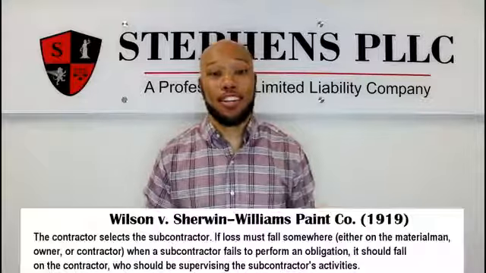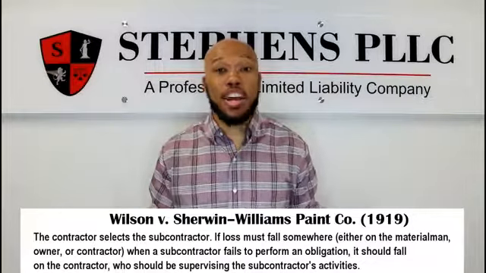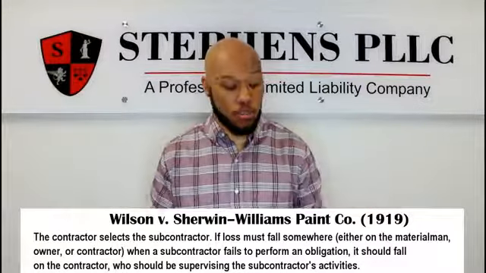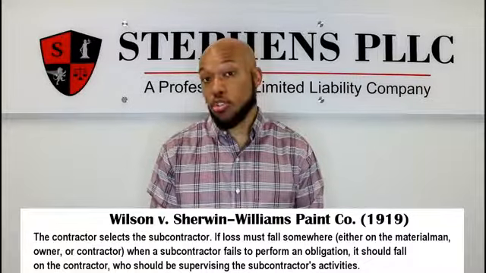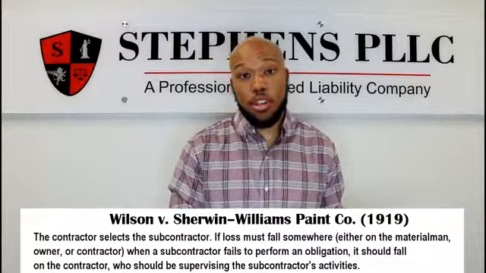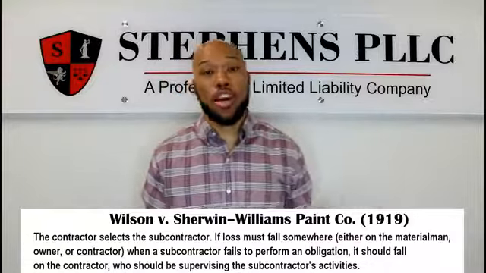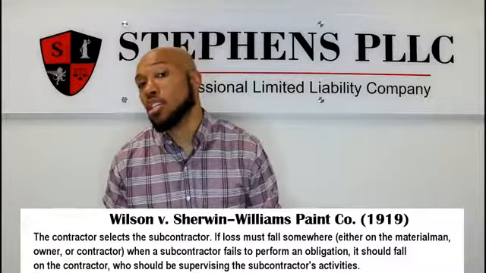Did you get it? Yeah, ultimately the general contractor is going to be the one left holding the bag in this situation. There's some pretty good case law out there on it. The Texas Supreme Court actually said all the way back in 1919 that it's the general contractor that selects the subcontractor. So if somebody has to lose money somewhere, between the owner, a material supplier, or a general contractor, when it's a subcontractor that failed to fulfill an obligation, that loss is going to have to fall on the general contractor, primarily because the general contractor is in the best position to prevent it from happening.